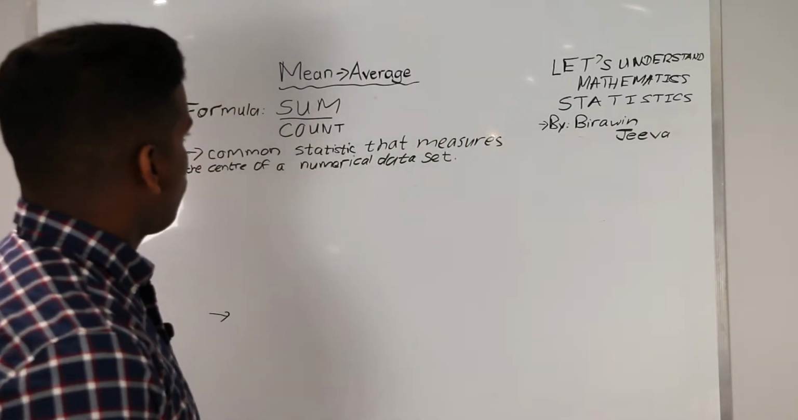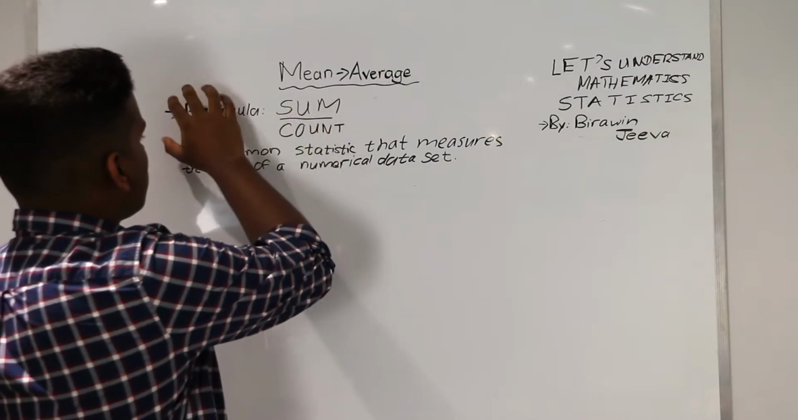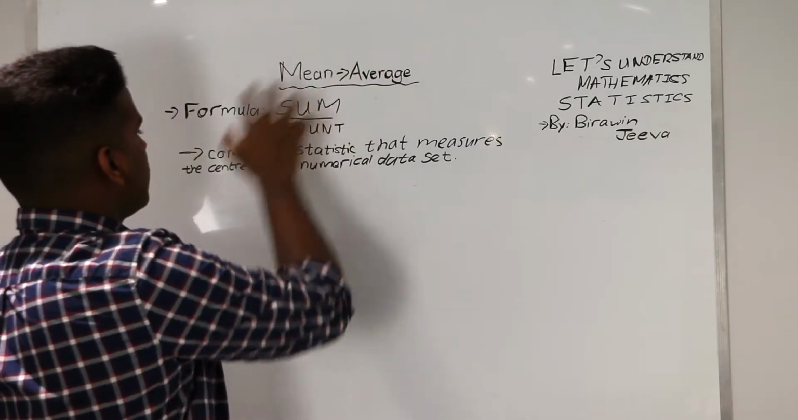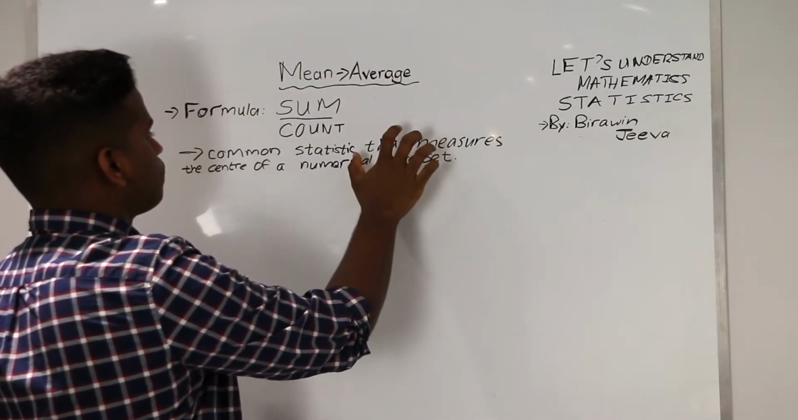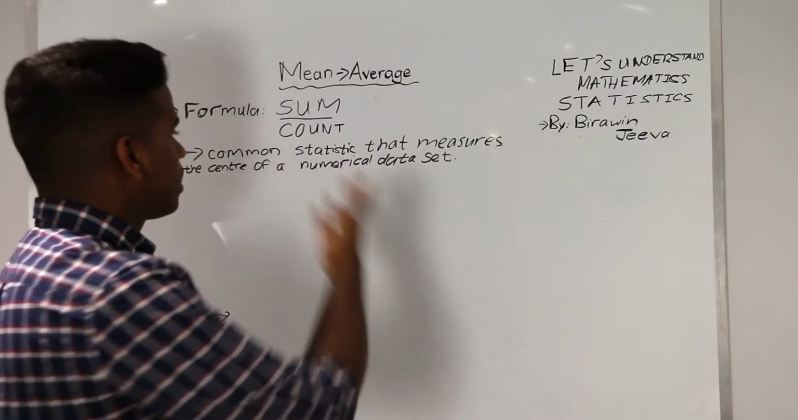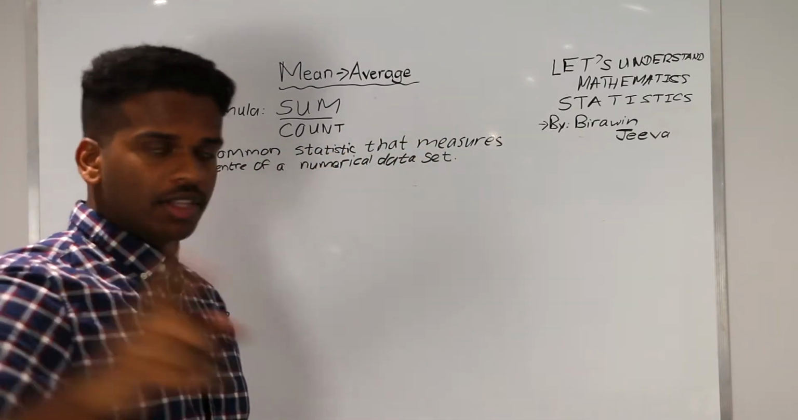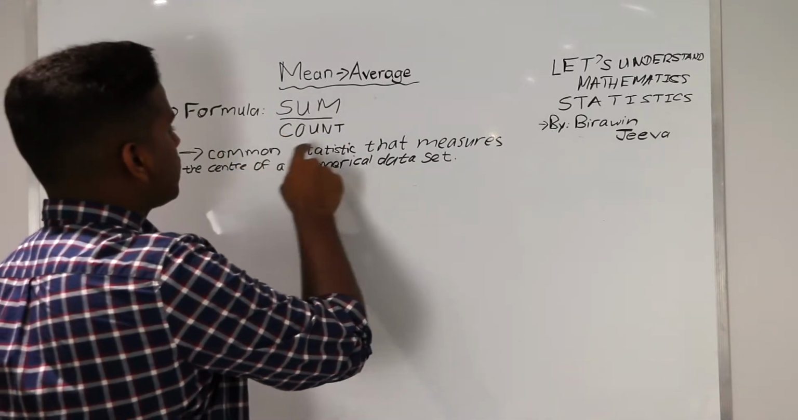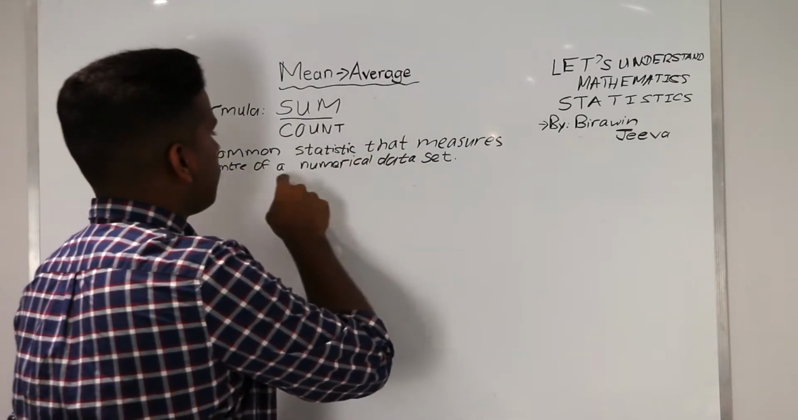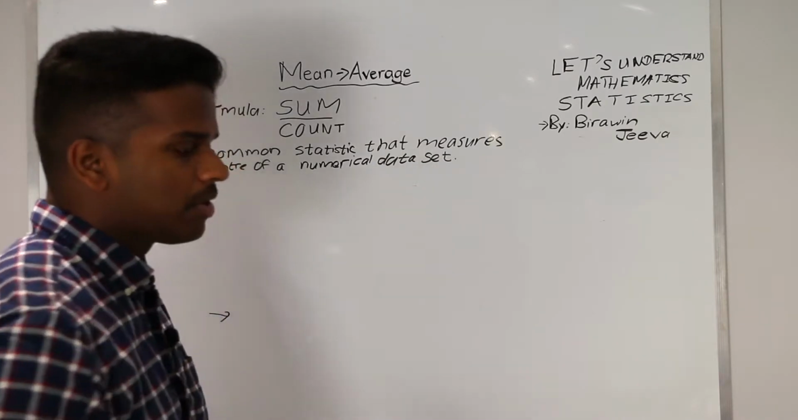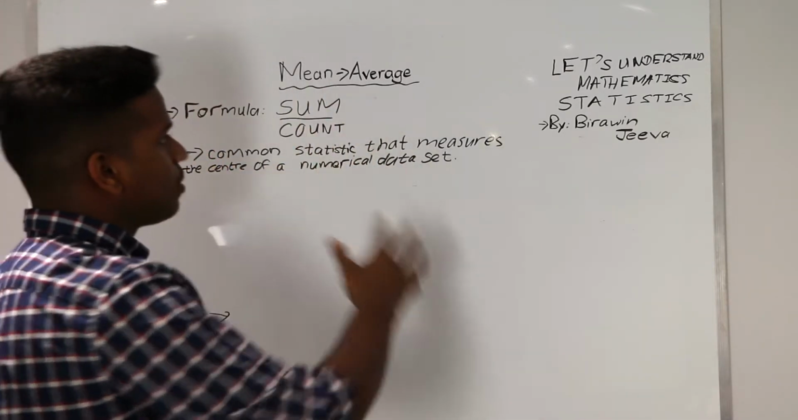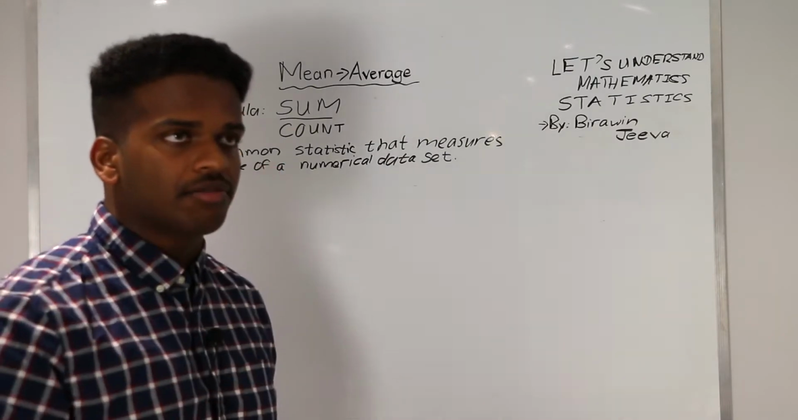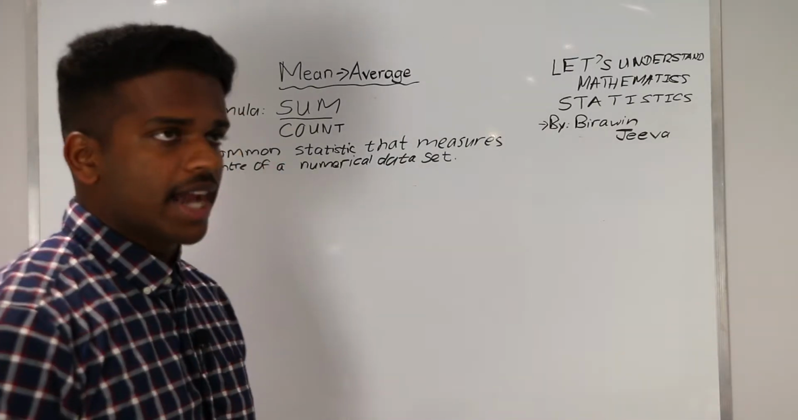Okay, so on the whiteboard, I've written the formula for the mean, and I've written the definition. So let's look at the definition first. I'm not sure if you can see it over there, but I'll just say it out loud. The mean average is a common statistic that measures the center of a numerical data set. So for example, numerical, this is a measure that you would use in statistics when you're looking at graphs, tables, charts, data, any kind of data.